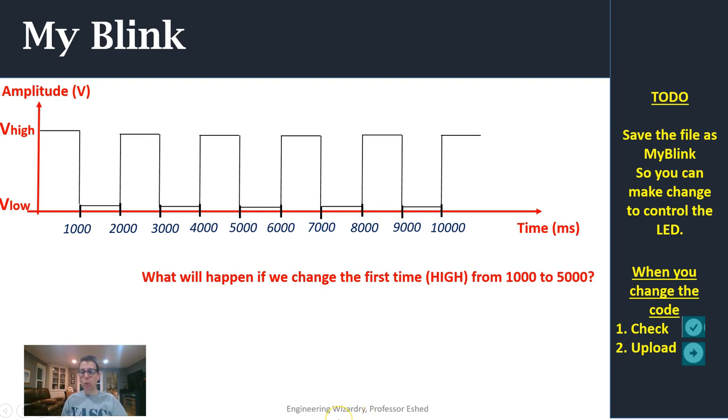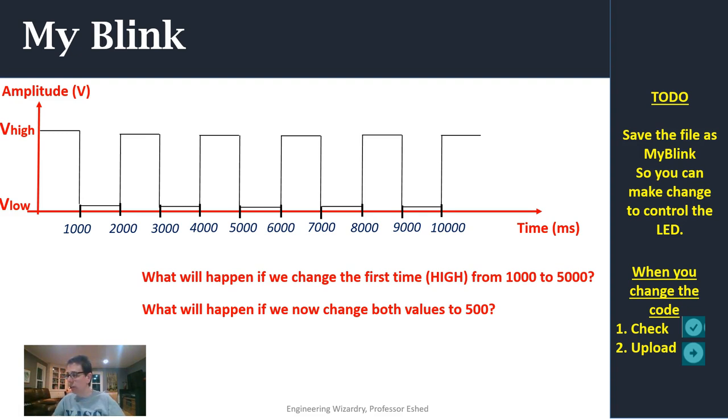Don't forget to click the check and then upload if you want to see the changes on the board. Let's change both values to 500, and I'm going to do that right now. 500 and 500. What do you think is going to happen? Instead of a whole second on and a whole second off, now it's half the time. So it's supposed to be half second on, half second off. I'm going to click the check, the verify, and then I'll upload the software, and hopefully nothing's wrong. And here you go. Much faster.